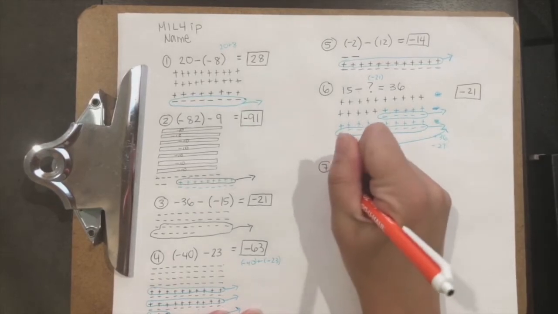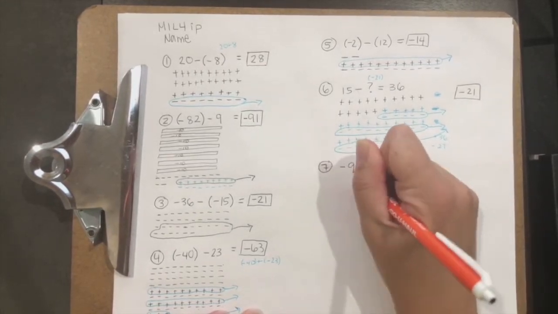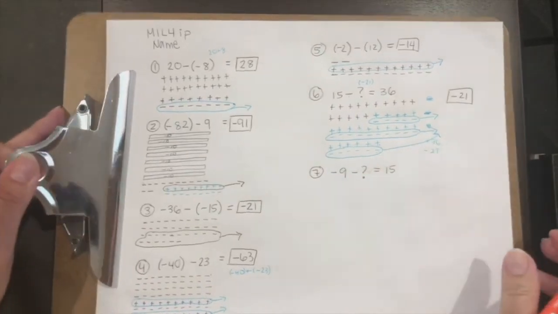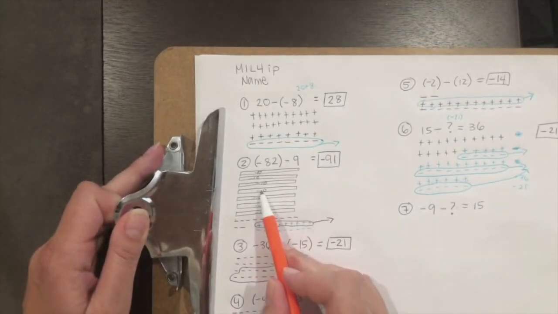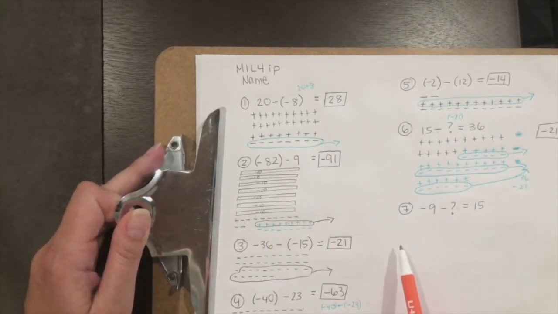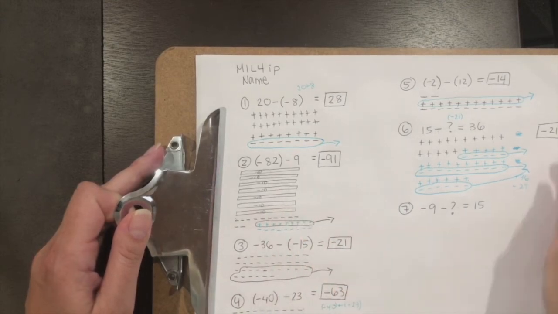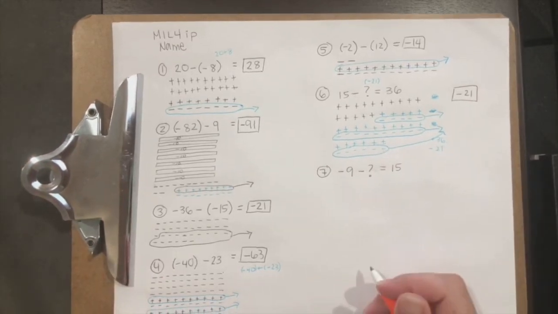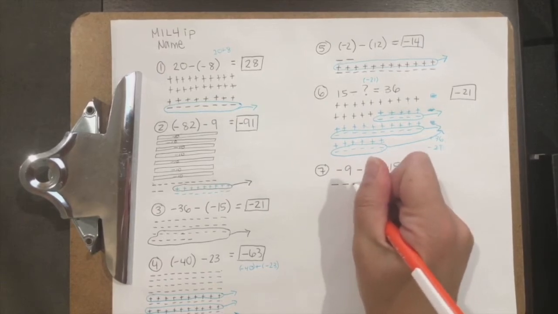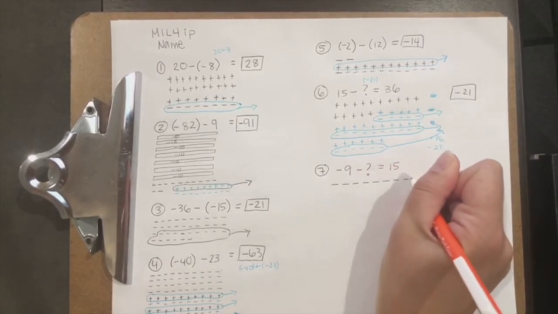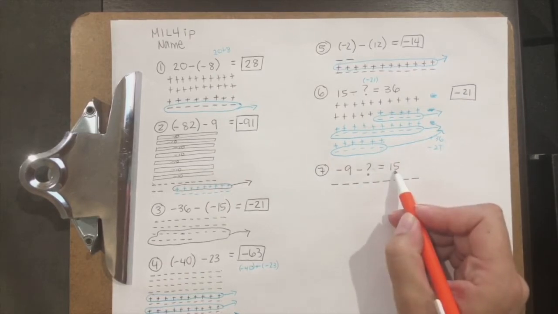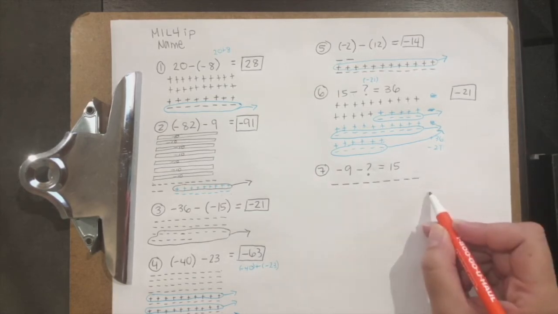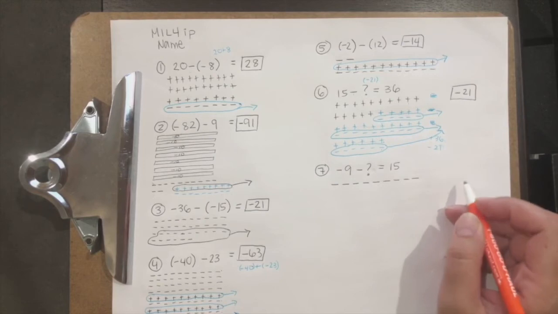Let's move on to number 7. Negative 9 minus question mark equals 15. So this one's going to be a lot more like number 2, where we're starting negative, but then we need to take away something and we wind up positive. So let's go ahead and add our 9 negatives in to our drawing to start with. 1, 2, 3, 4, 5, 6, 7, 8, 9 negatives. And I want to get to 15 positives. So I need to add in enough 0 pairs that I'm going to wind up getting up to 15.